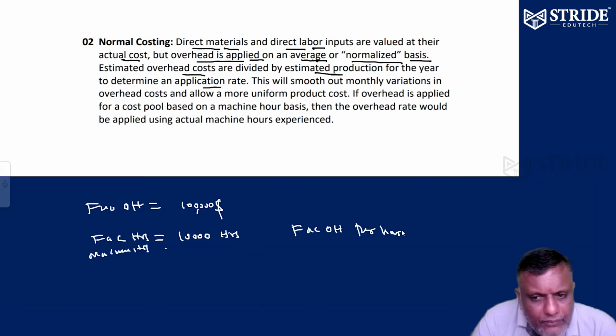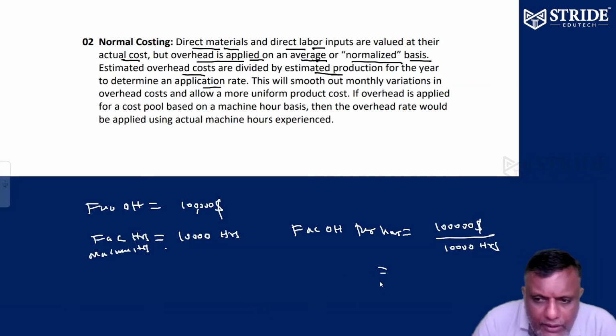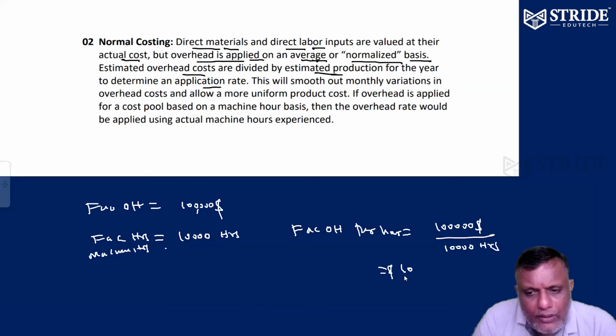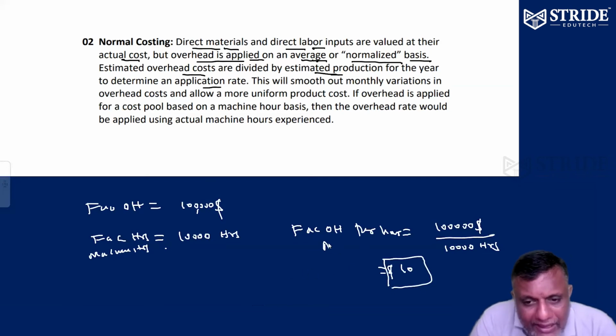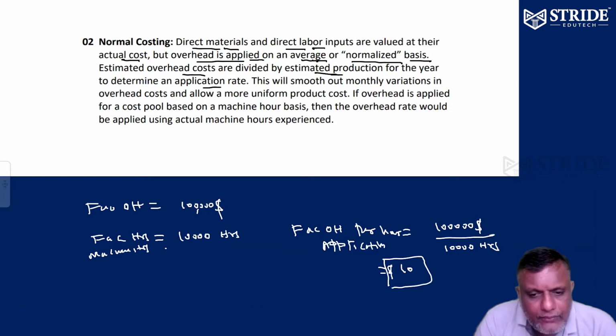Per hour. That is equal to $100,000 by 10,000 hours. So $100,000 by 10,000 hours is equivalent to 10. So for 1 hour, the factory overhead per hour is equal to $10. For 1 hour, factory overhead is applied at the estimated or normal rate of 10.